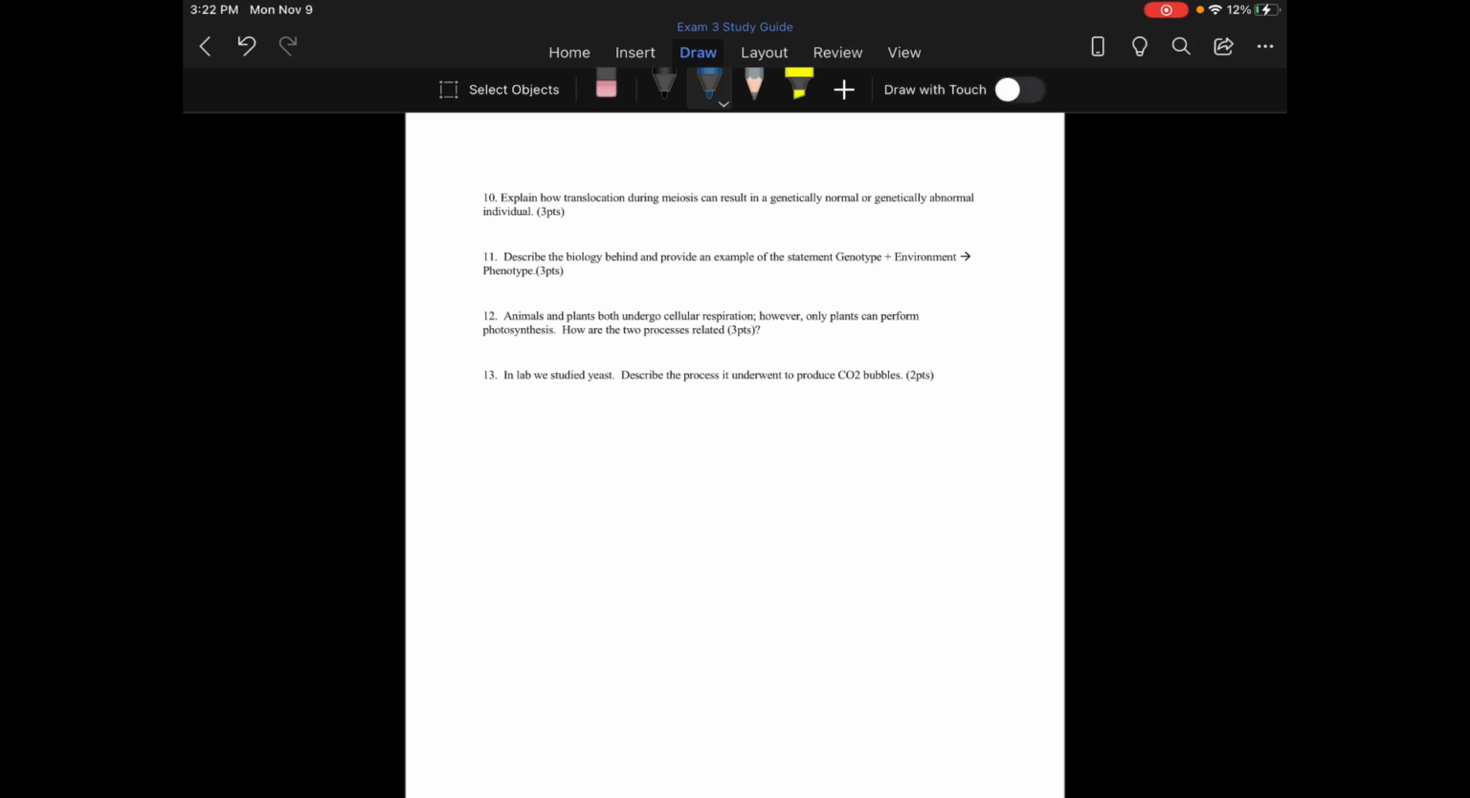Next question. Describe the biology behind and provide an example for the statement genotype plus environment equals phenotype. Your genotype are the genes that make you up. The environment are what causes the expression or the hindrance of those genes. And then what you see is the phenotype. So the biology behind it is you can have an environment that causes methylation of your genes, and methylation would be the overexpression of those genes or causing them to be expressed a lot.